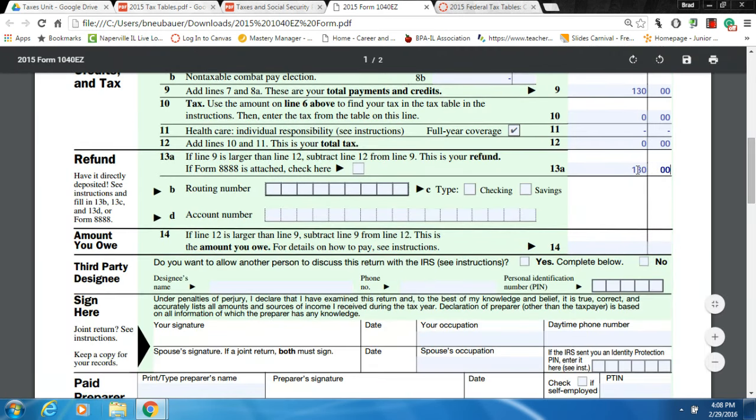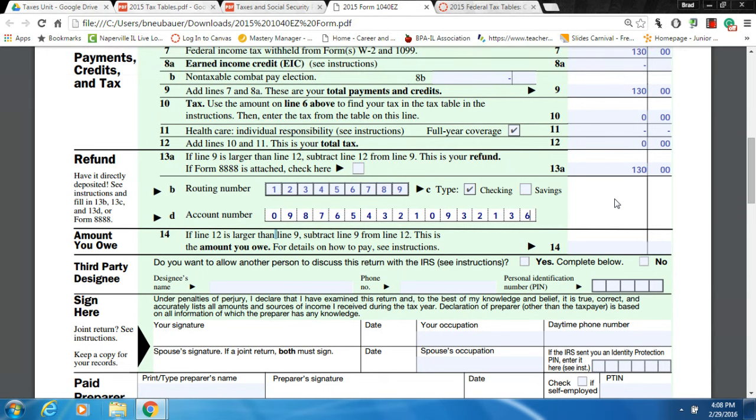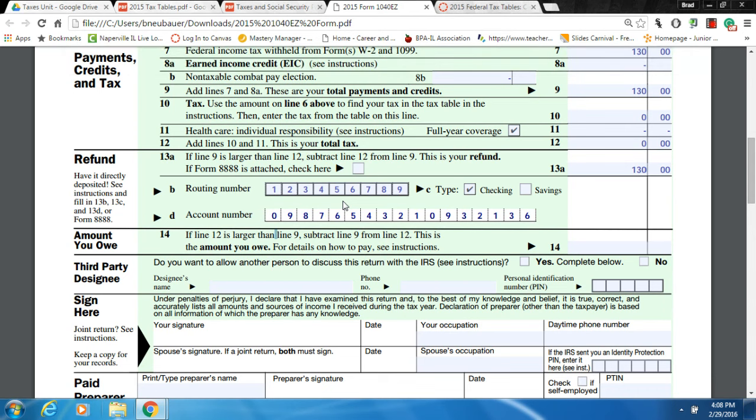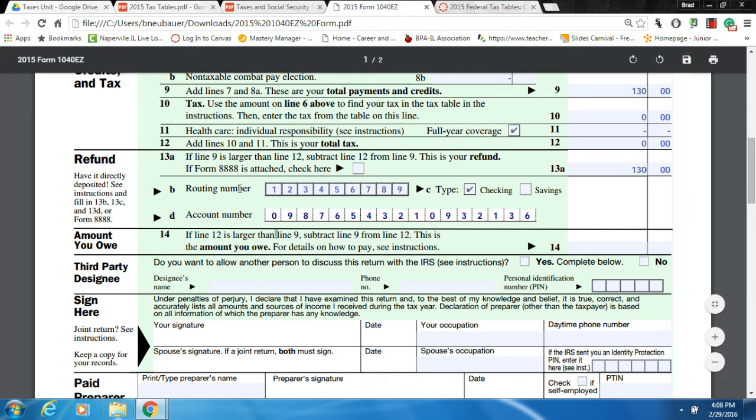Okay, and the rest of this stuff you could fill out, make these numbers up. This would be like your routing number at your bank to get the money directly deposited. You're going to go into your checking account. Here's my account number, and then this money would get directly deposited into your account. If you didn't put any of this stuff here, you would literally get a check from the IRS and you would go and cash it at your bank. Remember, you only fill out this part if you get a refund.